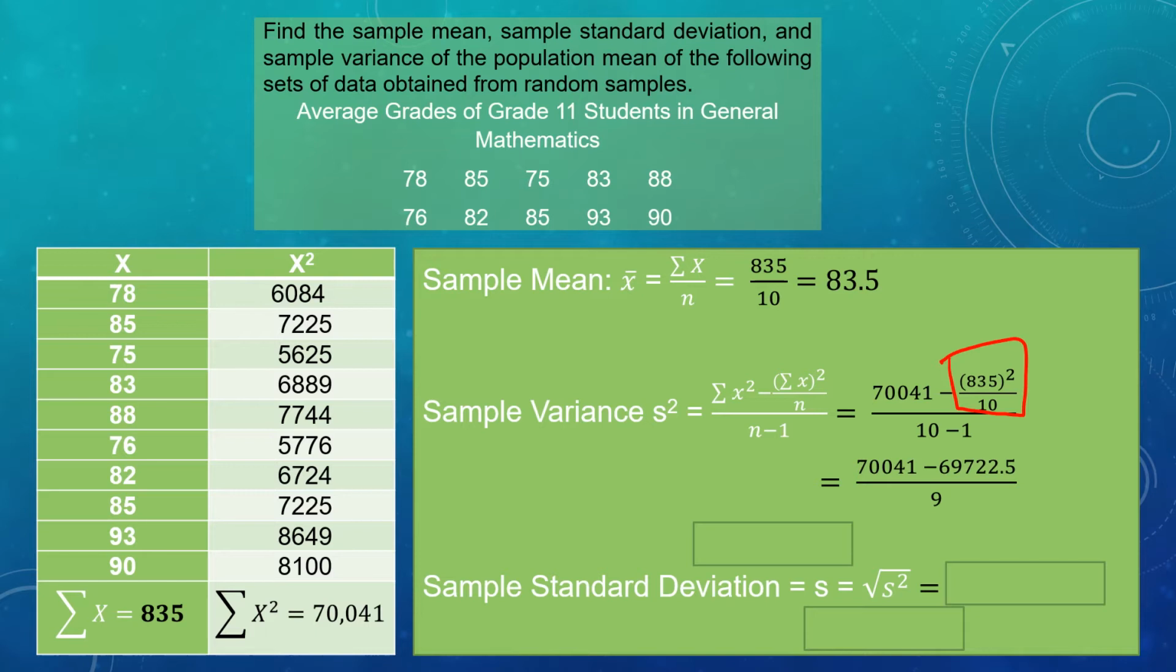70,041 minus 69,722.5 is equal to 318.5. Dividing this by 9, the answer for sample variance is equal to 35.39.